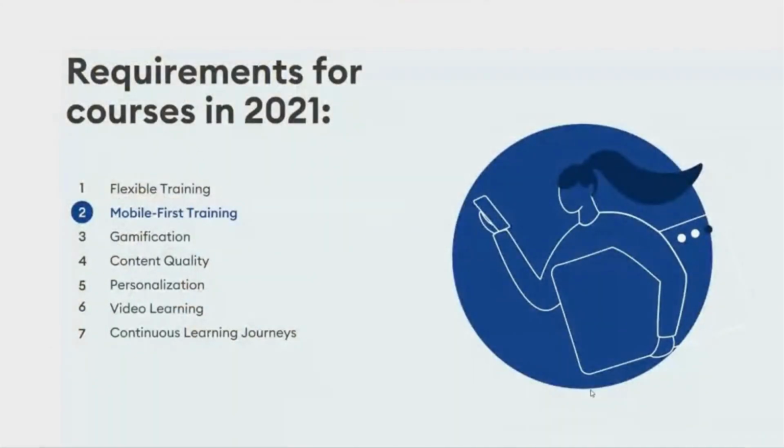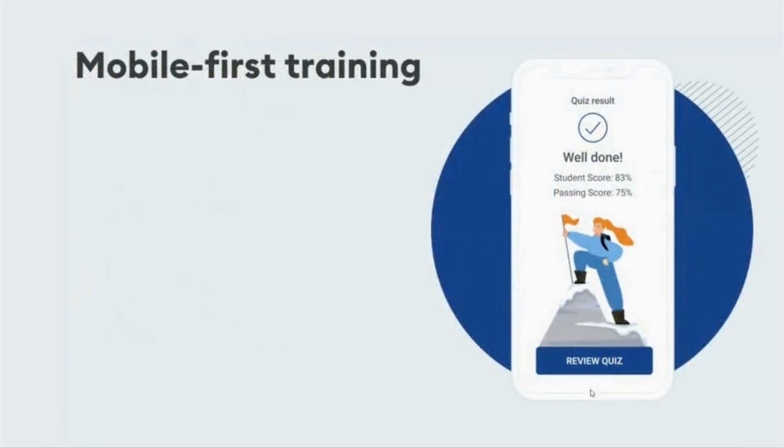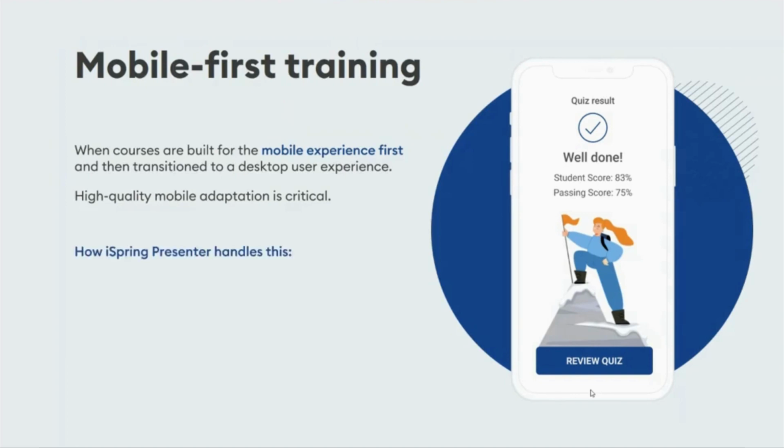We all know that mobile learning is a must in our world, but one of the biggest e-learning requirements in 2021 is mobile-first training. What does that mean? We see a reversal of the traditional process of building content. Nowadays, many courses are built for the mobile experience first and then transition to a desktop user experience. This upends how we are used to thinking about designing e-learning. High-quality mobile adaptation is critical, especially when many learners are still taking courses from home.